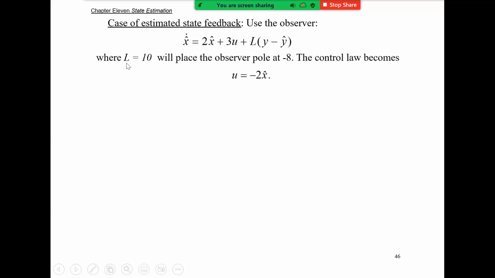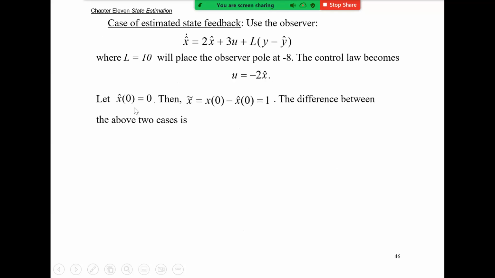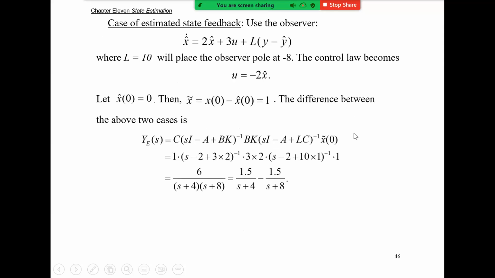Then we just choose our design with L equals 10. The observer pole will be minus 8. Then the control law. The original control law is minus 2x, right? So we're going to use minus 2x hat. And the initial state of the estimated state variable, because we don't know the true value, we just assume it is 0. Then the difference between those two cases, we have the formula, we can compute.